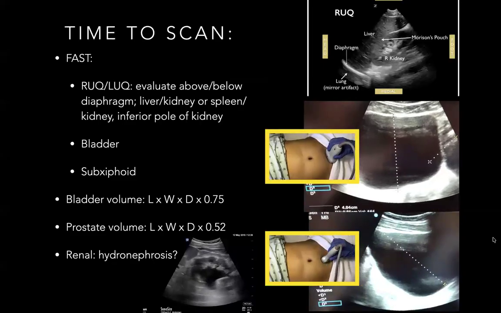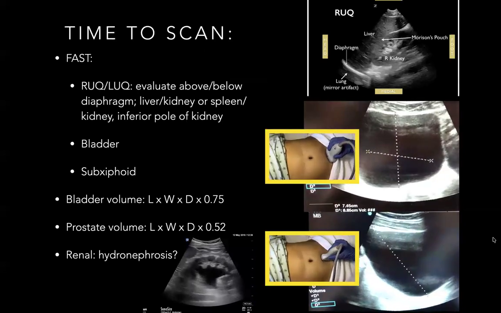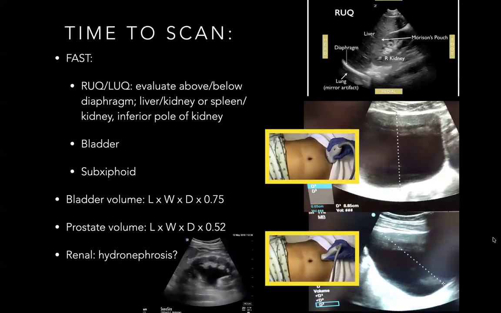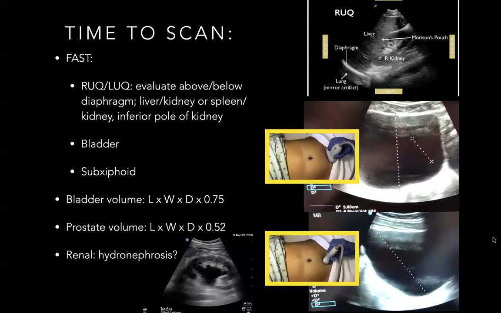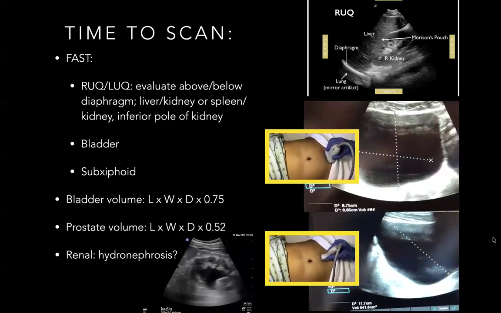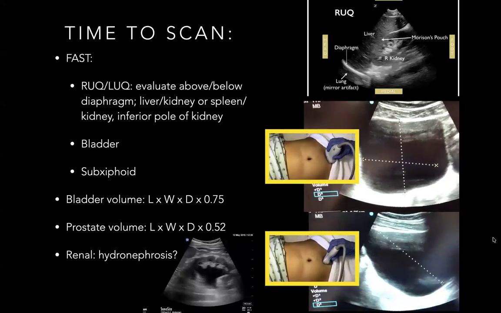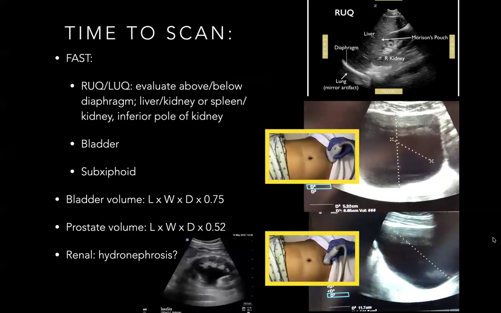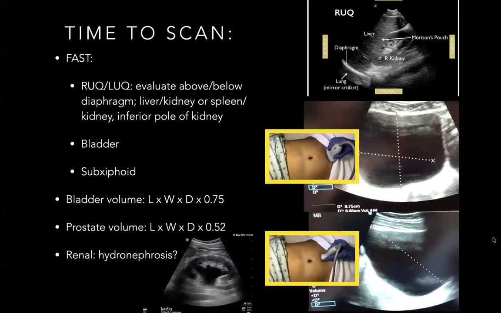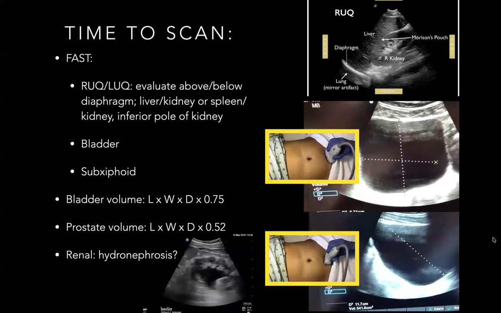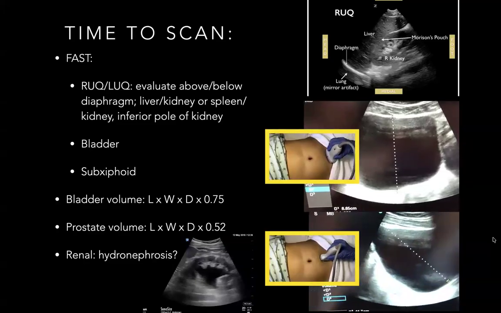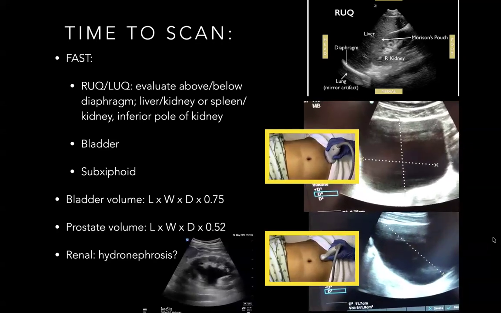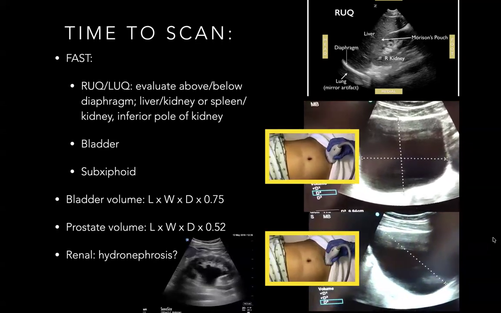So it's time to scan. And so this is a cheat sheet of all the things that we've talked about today. We talked about FAST scan, how to look for hydronephrosis, those four specific locations for the FAST: the right, the left, the bladder, and the subxiphoid view. We talked about two volume equations. One is the length, width, and depth, times 0.75. That's your bladder volume. And then for the prostate, a little different. It's 0.52 versus the 0.75. And we talked about hydronephrosis.